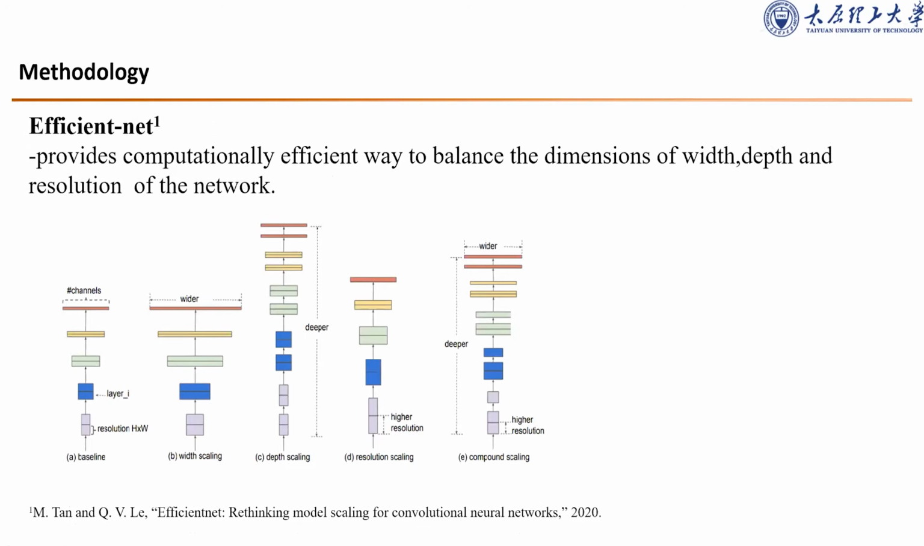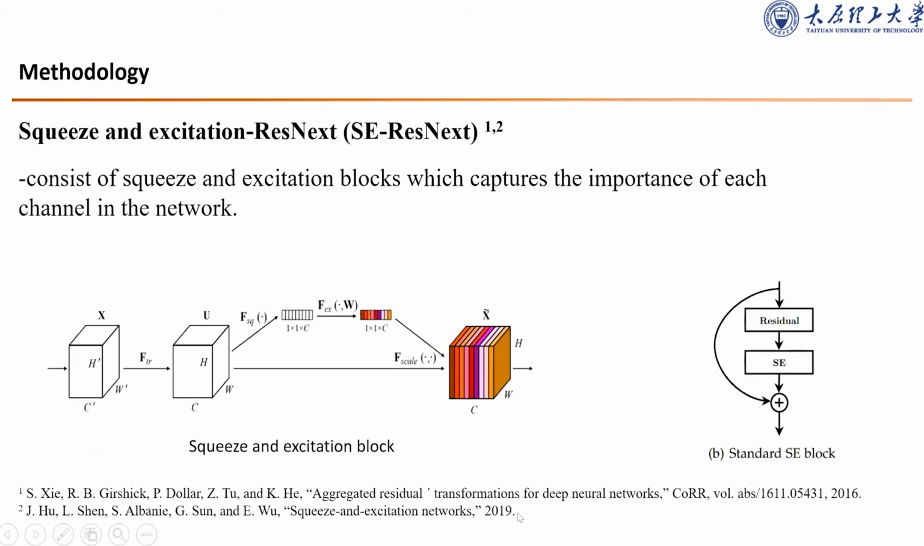The EfficientNet model basically provides an efficient way to balance the dimensions of the width, the depth, and the resolution of the network. And the details of EfficientNet can be found in this paper, EfficientNet: Rethinking model scaling for convolutional neural networks. And the next model is this squeeze and excitation ResNeXt, which includes the squeeze and excitation block in the ResNeXt model. This squeeze and excitation block basically consists of 2 operations: the squeeze operation and the excitation operation.